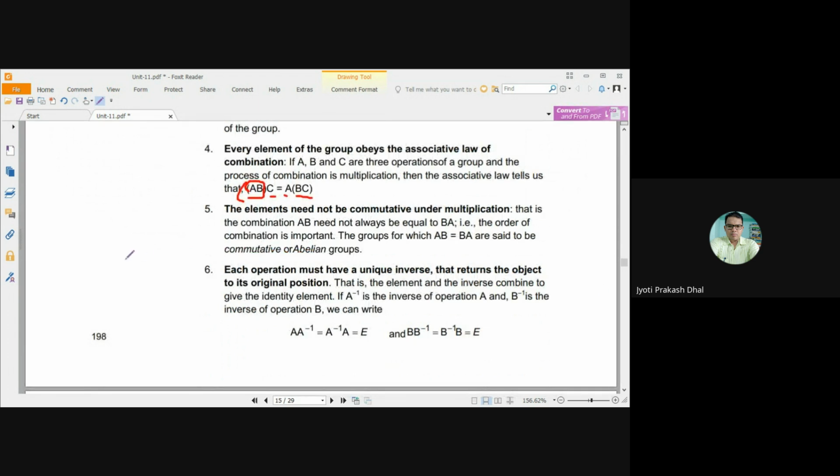The fifth point is that the elements need not be commutative under multiplication. Commutative means AB equals BA. So the combination AB need not always equal BA. That is, the order of combination is important. Groups in which AB equals BA are said to be commutative or abelian groups.